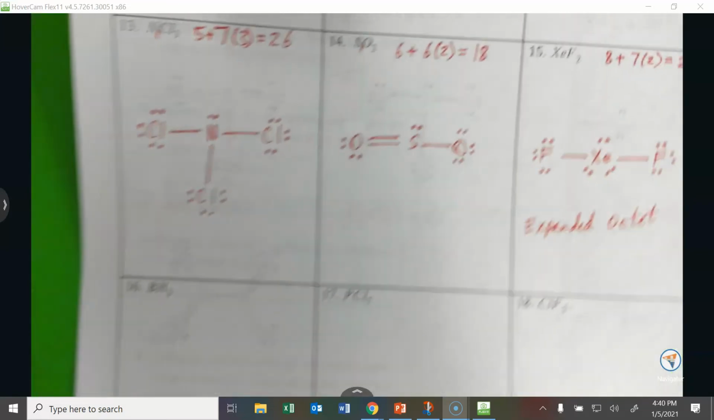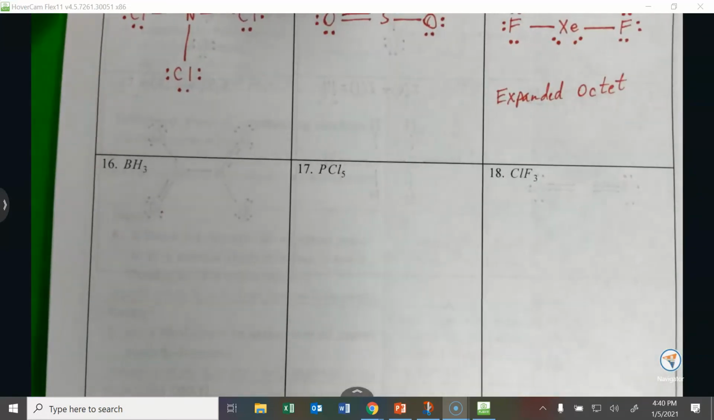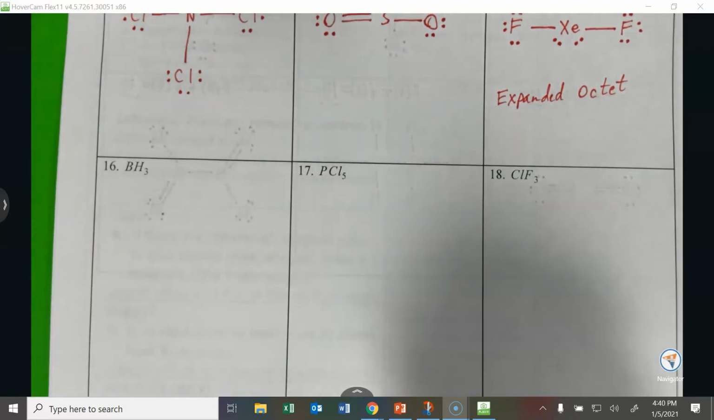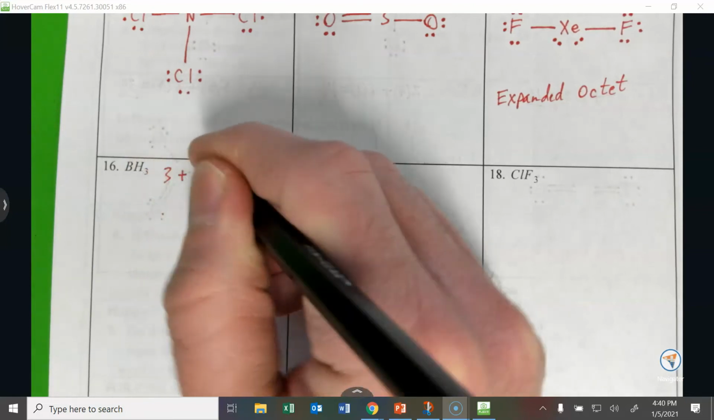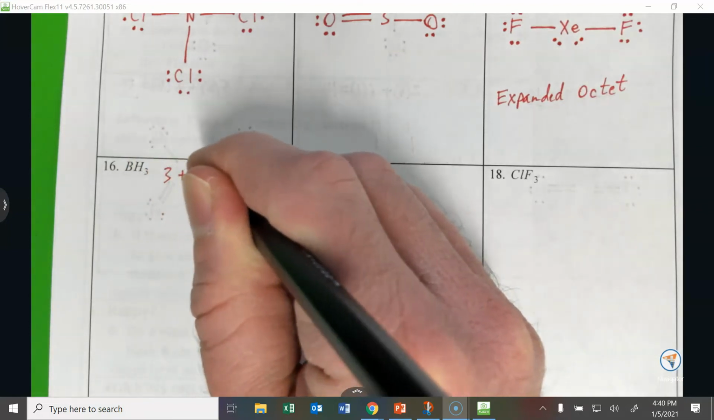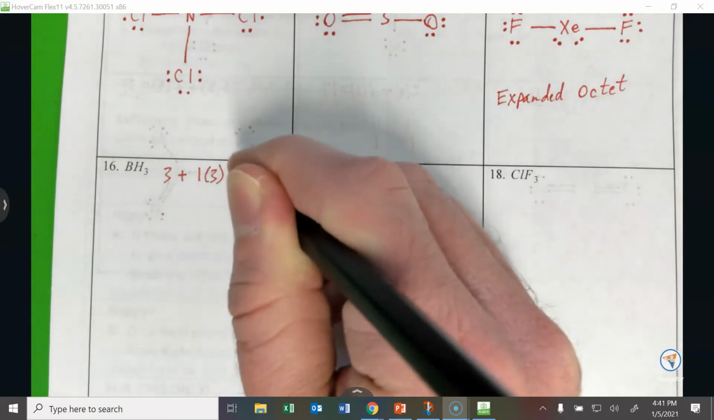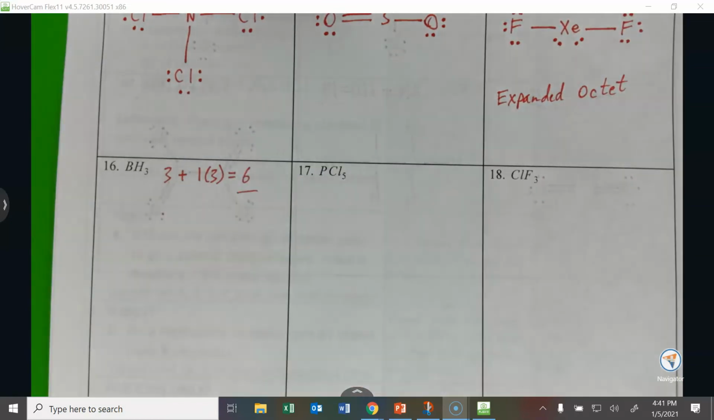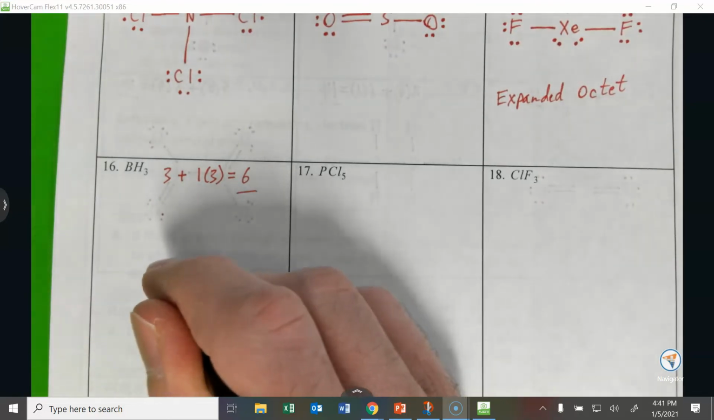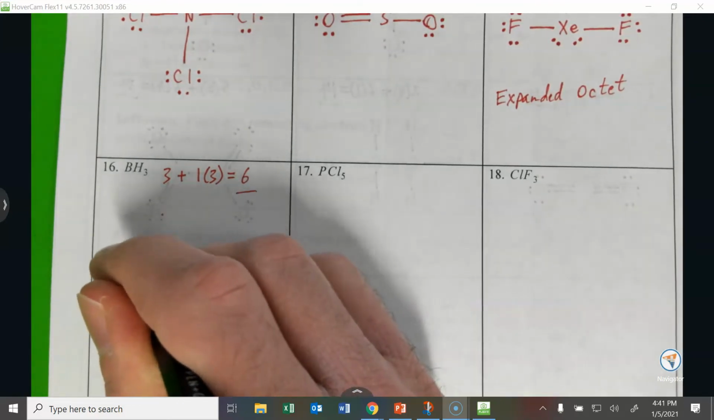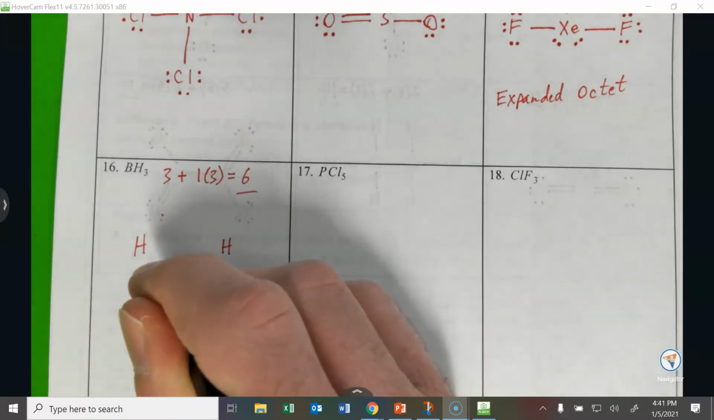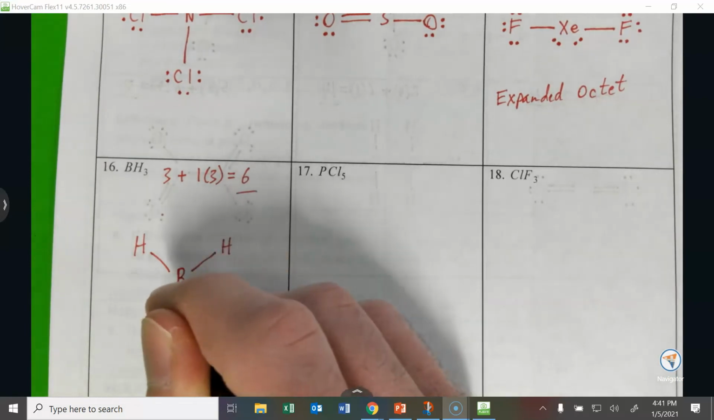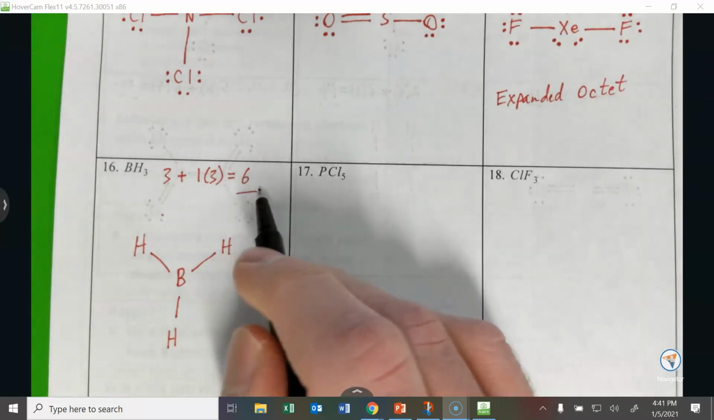Let's look at BH3. All right. Boron has 3 valence electrons. Hydrogen has 1 each, and there are 3 of them. So 3 plus 3 gives us 6 valence electrons. That's how many I can use, and I have to use them all. Okay, so boron goes in the middle. We have 3 hydrogens. Start with a single bond. 2, 4, 6. Now wait a second, it looks like I used all of those up.